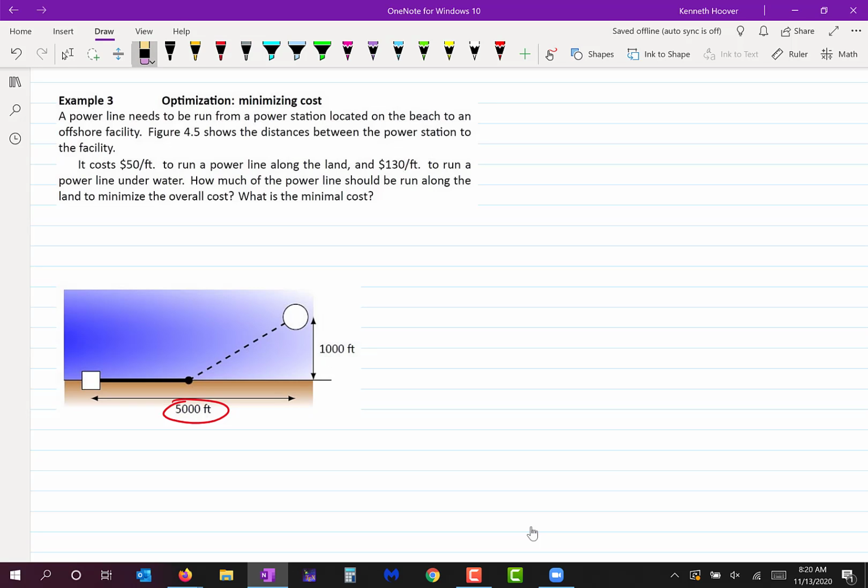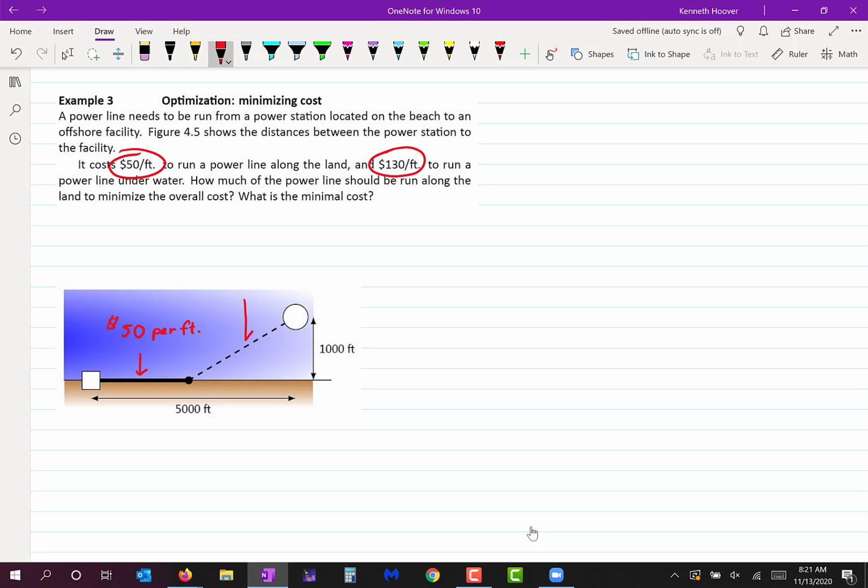Okay? All right, now it says it costs $50 per foot to run a power line along the land and $130 per foot to run the power line underwater. How much of the power line should be run along the land to minimize the overall cost? Okay, so this one's a little bit harder. So what they're saying is that this stuff right here that you run along the land costs $50 per foot.